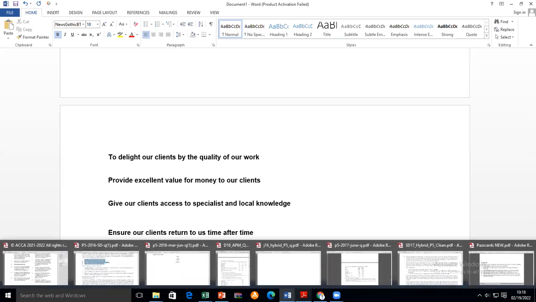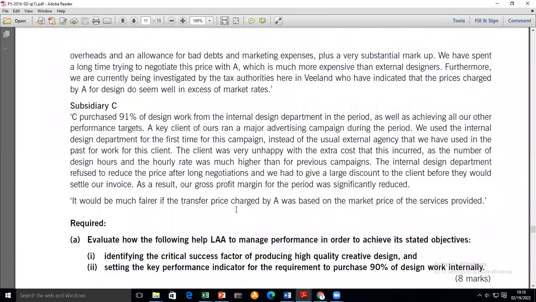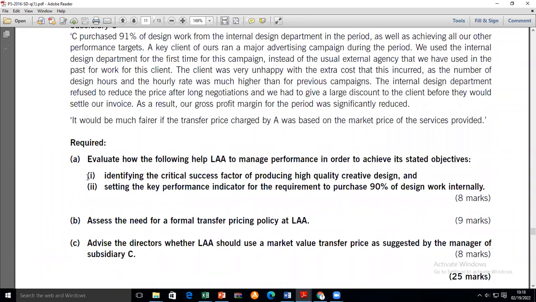Let's come to the other part of the question. The other part of the question is again a statement of fact. It says, evaluate how the following help LAA to manage performance in order to achieve its set objectives. Setting the KPI. We agree with them that yes, setting of the KPI is important. Setting the KPI is very important. So this we agree.